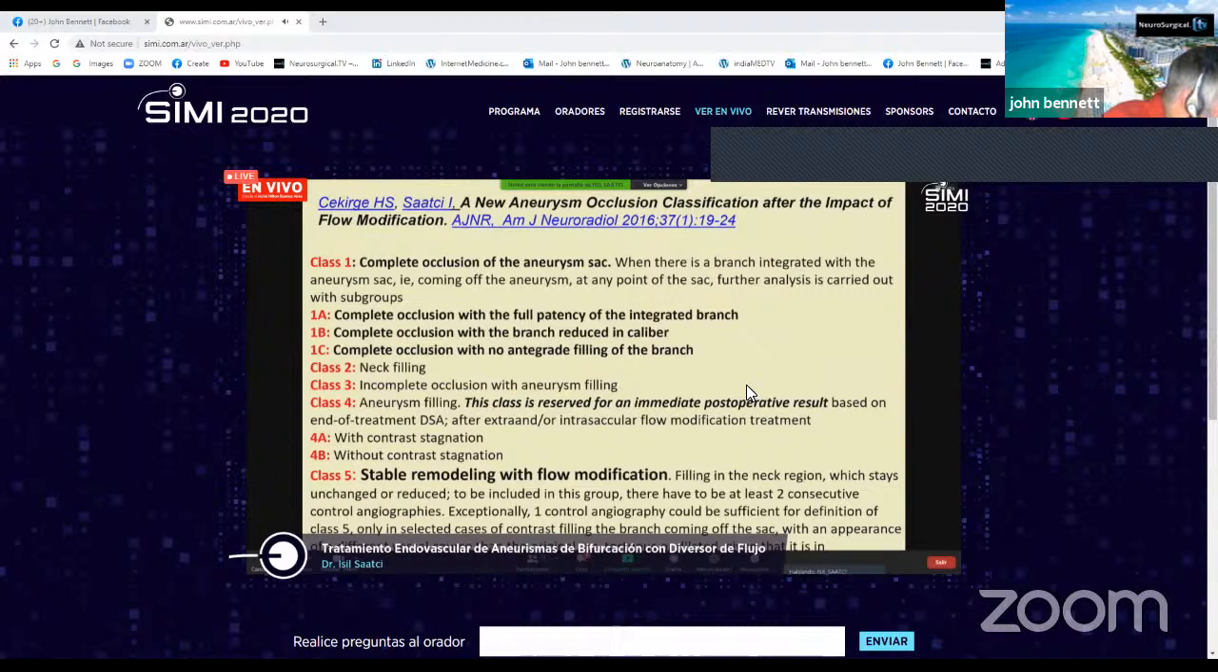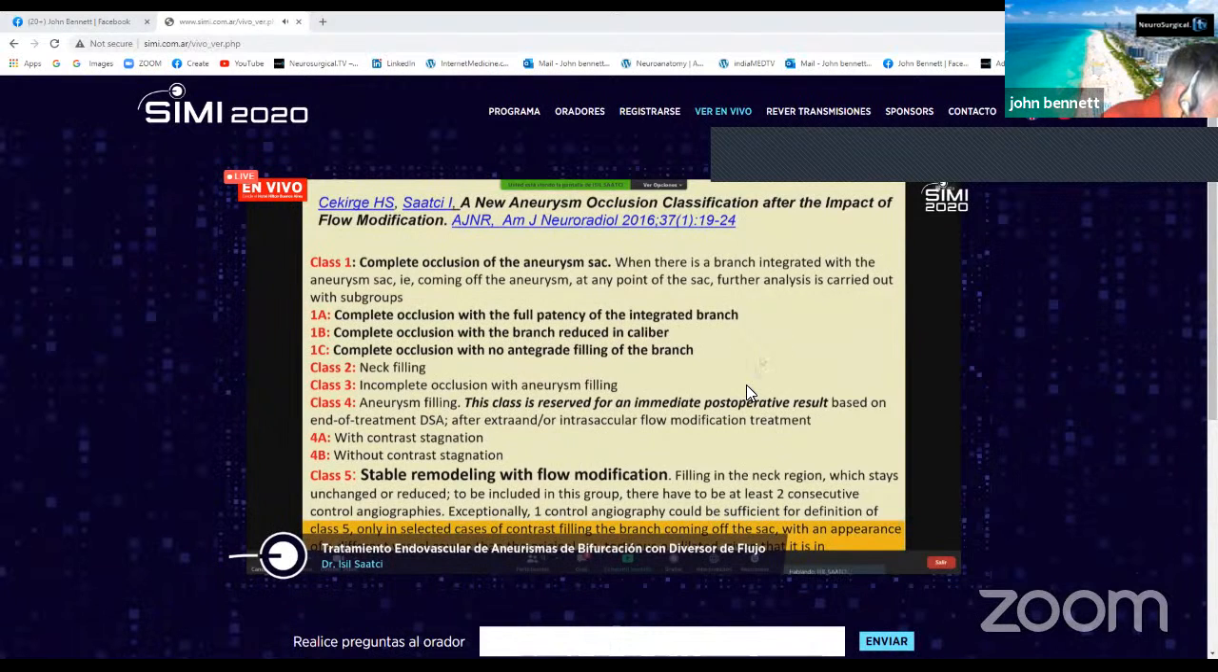And class 5 is very important, especially for the bifurcation aneurysms, which is the stable remodeling due to flow modification, which describes the filling in the neck region just with the continuation of the integrated branch, unchanged or reduced in the two consecutive angiographies. We're going to see examples.